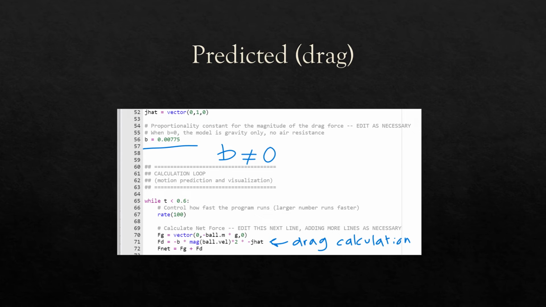For the predicted motion that considered drag, we used the initial variables almost the same as the one that did not consider drag, except we included a non-zero proportionality constant, and we added the drag calculation, which is negative proportionality constant times the magnitude of the velocity squared times negative j hat, because we're going in the negative y direction as the object is falling down.